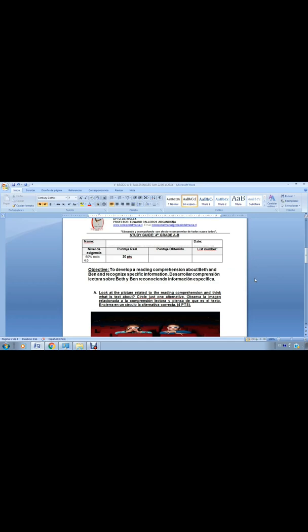Okay, now I am going to start reading the objective and then I am going to explain the activities. Primero voy a comenzar leyendo el objetivo y luego voy a explicar las actividades. And the objective says, y el objetivo dice, to develop a reading comprehension about Beth and Ben and recognize specific information. Desarrollar una comprensión lectora sobre Beth y Ben reconociendo información específica.